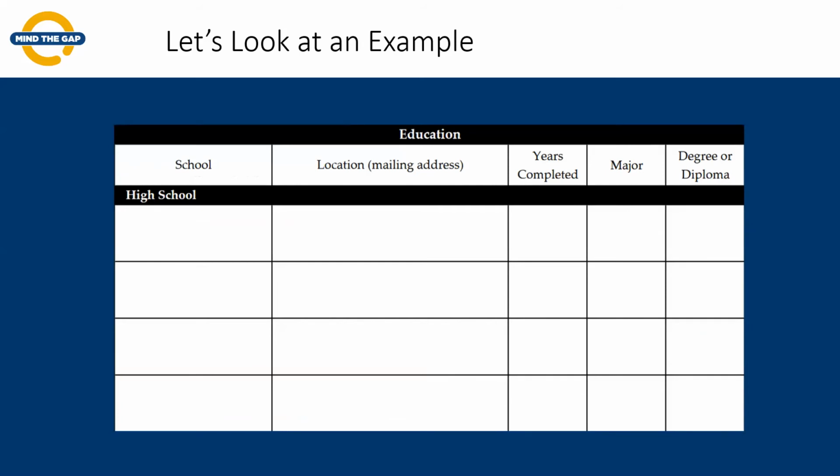Education. Some applications might want to know your high school, some may not. Just make sure that you're following the instructions when you look at this section and that you're completing everything. Years completed, for example, if you went to college, but you only did 3 years and you never graduated, well, you still have 3 years of college education. So make sure that you're listing that on here.